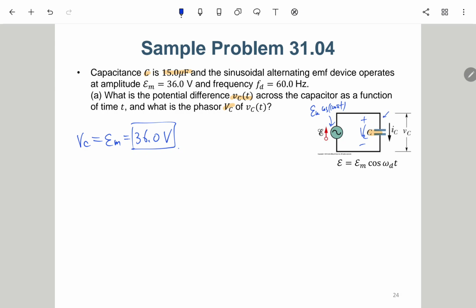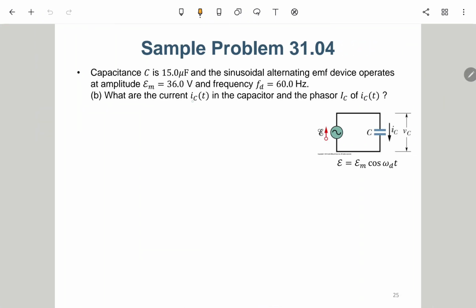So for VC, the phasor for the voltage across the capacitor is actually the same. The voltage here is still EM times cosine of 120 pi t, so the phi here is still 0. The phasor VC is still 36.0 volts, and VC of t is still 36.0 cosine 120 pi t. So this is still very trivial.